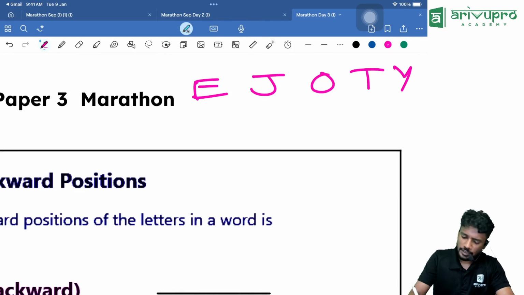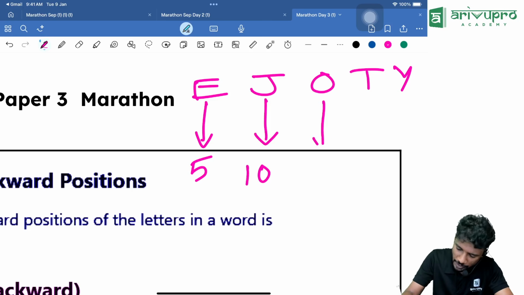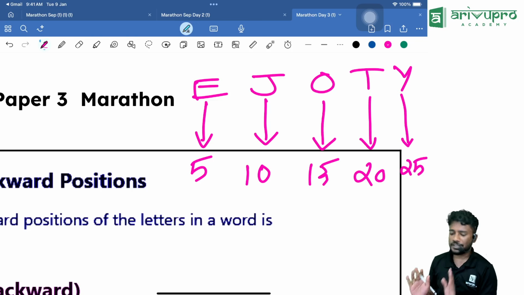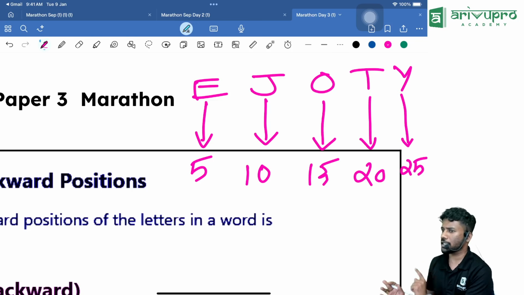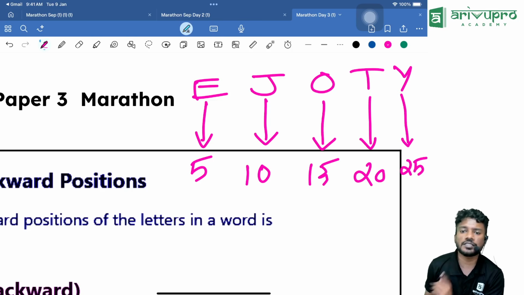Now, while learning these letters, there is a code for that. Ijoti. E means 5. J means 10. O means 15. T means 20. Y means 25. So, if you know these letters, you can relate and know the other letters. E, J, O, T, Y. Ijoti. E for 5, J is 10, O is 15, T is 20 and Y is 25.